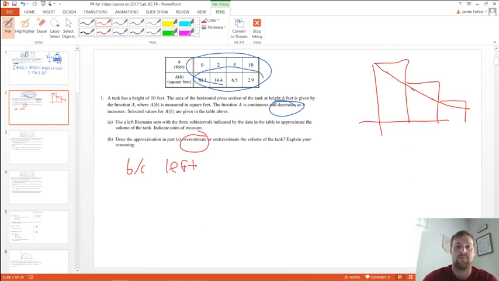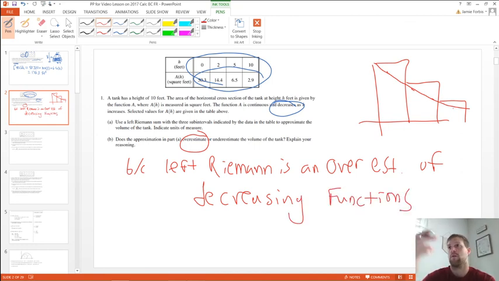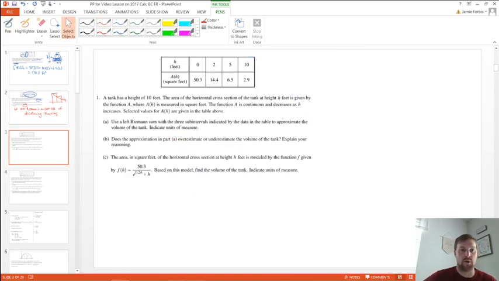left Riemann is an overestimate of decreasing functions. And that's just a definition. So you're good with just putting that. All right, let's go on to part C.